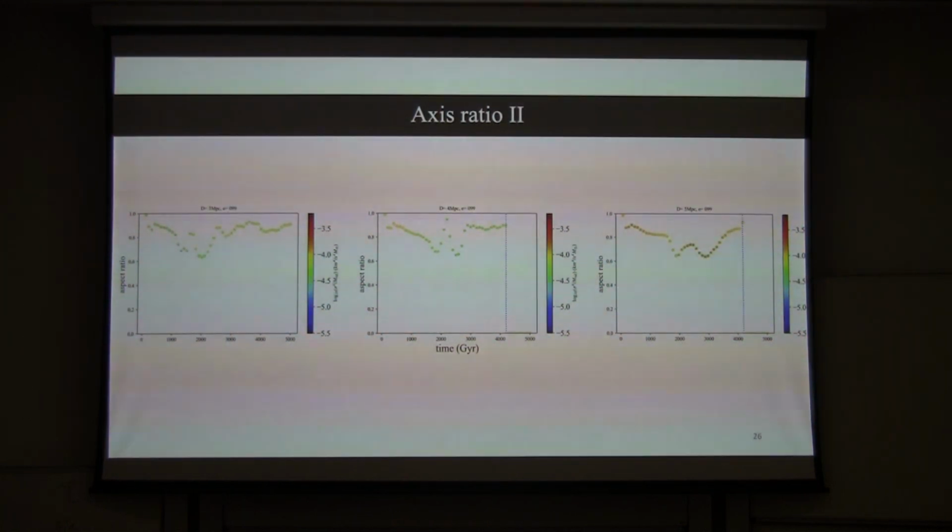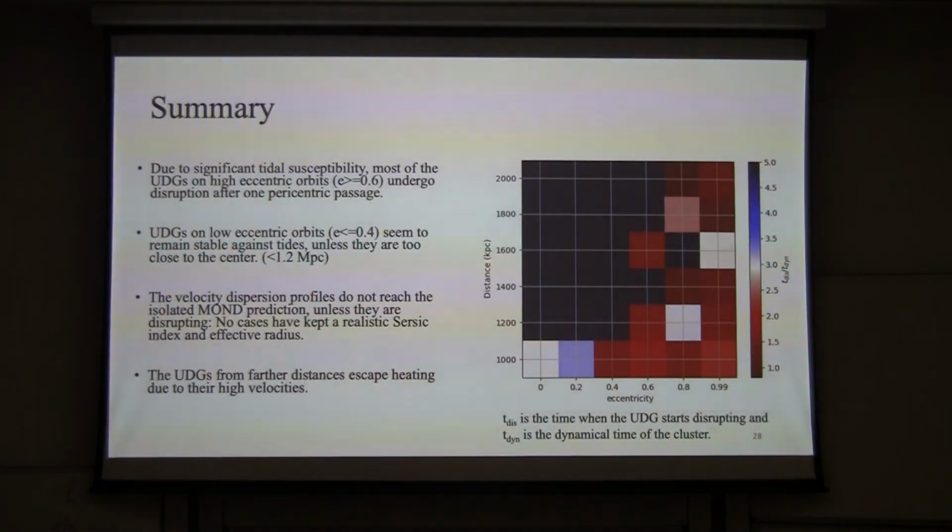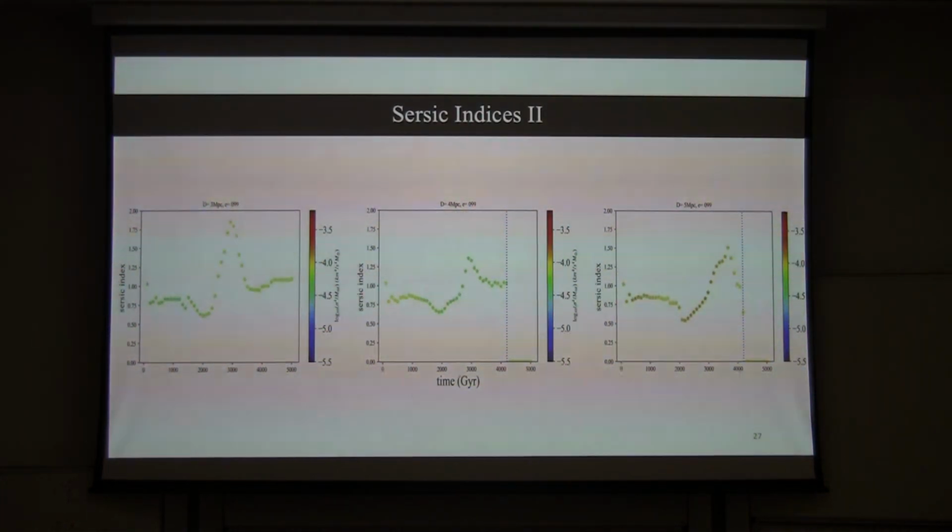These are the axis ratios. Nothing very fancy about them; they're just in the range that one would expect. The isolated dispersions also don't go to the isolated MOND regime. The same goes for the Sersic index. The maximum is 2, which I think is still reliable. So they don't show any behavior that looks like the isolated MOND prediction.